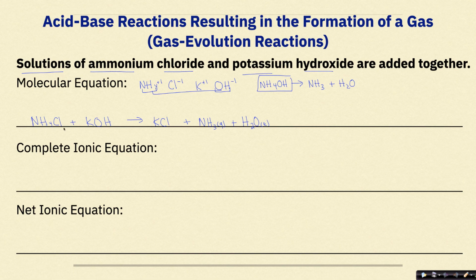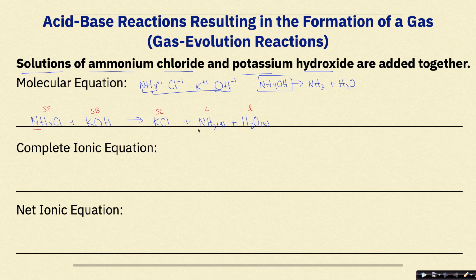All right, NH4Cl is very soluble, so that's a strong electrolyte. KOH is a strong base, so that is going to dissociate very, very easily. KCl, strong electrolyte. NH3, well, that's a gas, so that's just G for gas. Don't touch that. And water is a liquid, so don't touch that either. Now let's go back and see if we need to balance this thing.